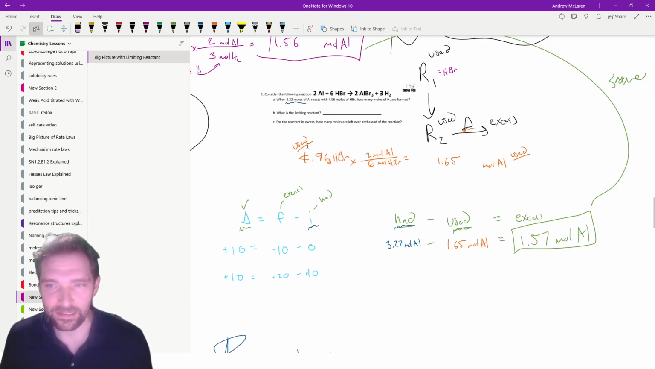So here we have how much this will react with, and that's what was used. So we had the 3.2, we've used the 1.65, so the excess amount is 1.75.